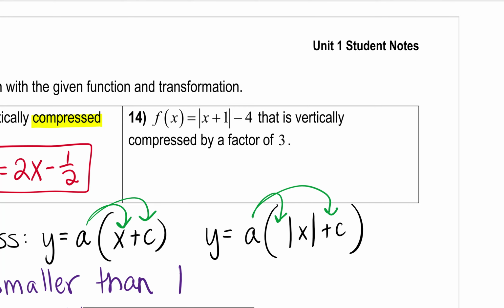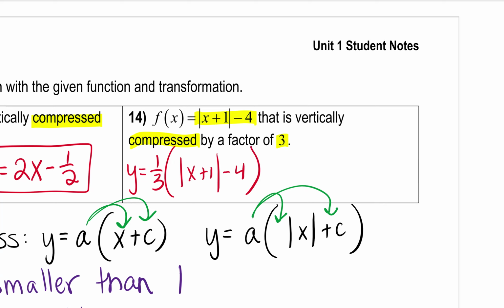Okay, same thing over here. I have my absolute value of x plus 1 and then minus 4. It is compressed by 3. So I have y equals, since I'm compressing, I take that 3 and flip it. It becomes a fraction. And I do my whole function inside, right? Just like we did before. And now I can distribute, but because absolute value, it has to go in front. And then I can do the times negative 4.